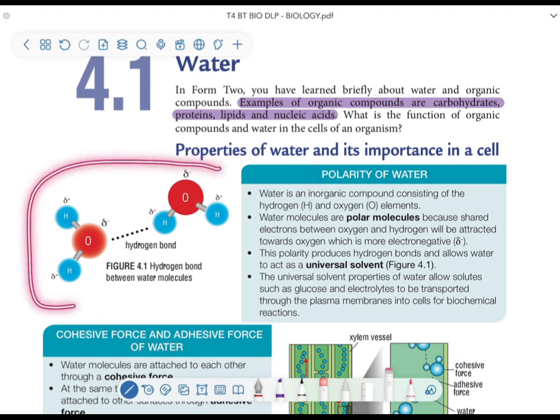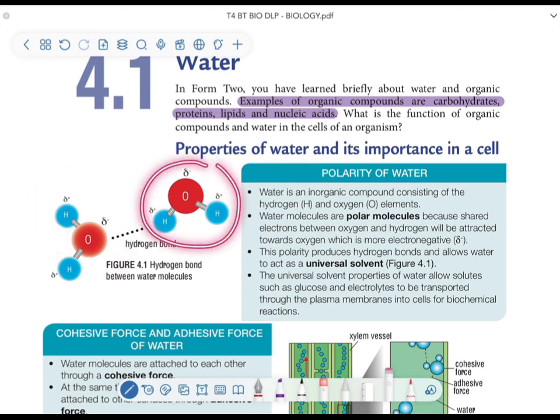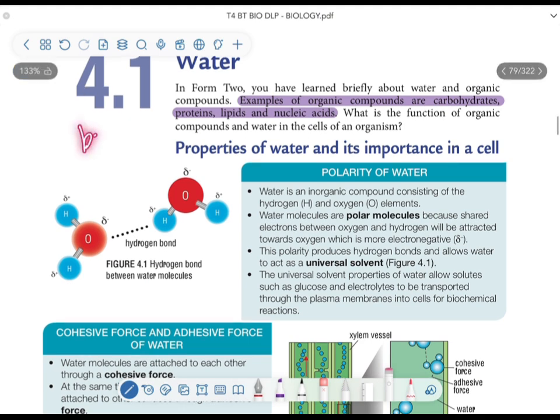So this is the diagram of two water molecules. This is the first water molecule and this is the second water molecule. The bond connecting the first and second water molecule is the hydrogen bond. So this is an example of the bond interactions between the hydrogen bond and water molecule.